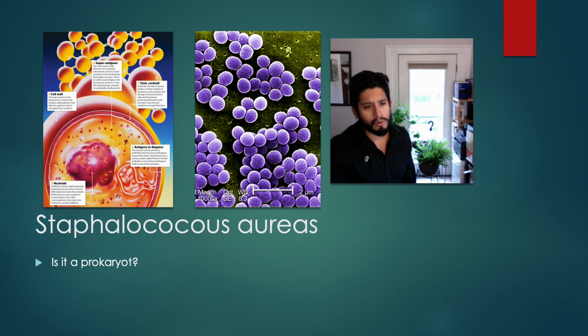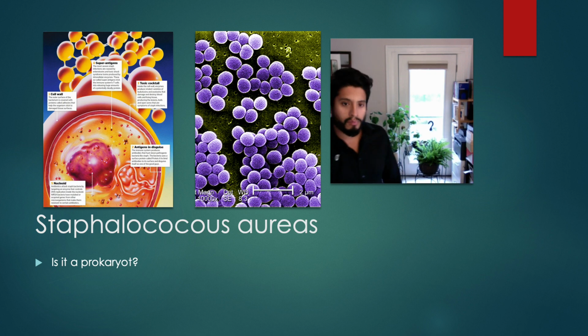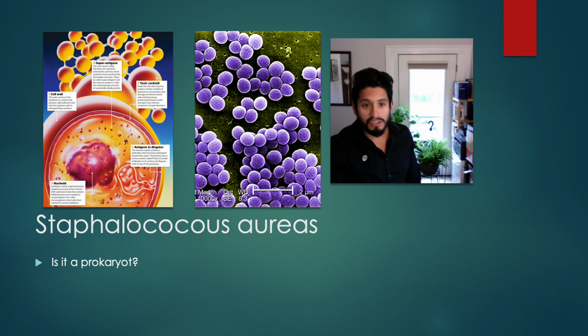Okay, let's do a quick check-in. What are we looking at here? This is Staphylococcus aureus. Is this a prokaryote or a eukaryote? Well, what we're looking at here is an illustration on the left of what it would look like inside the cell, and then we have an electron microscope image of Staphylococcus aureus on the right. So we see it's a pretty simple single-celled organism.